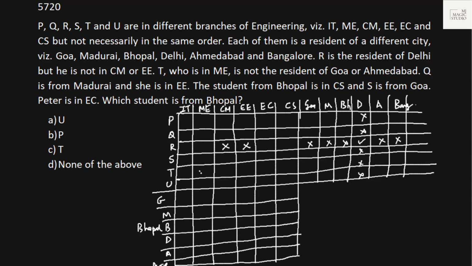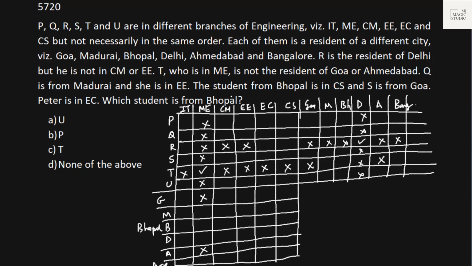T is ME. T is from ME. T is not a resident of Goa or Ahmedabad. T is not Goa, T is not Ahmedabad. That means the person from ME is not from Goa or Ahmedabad.